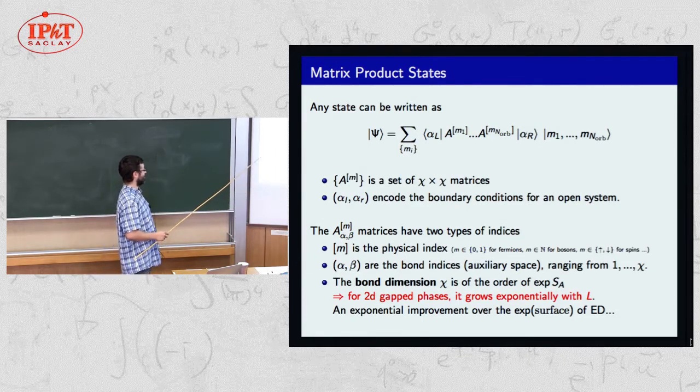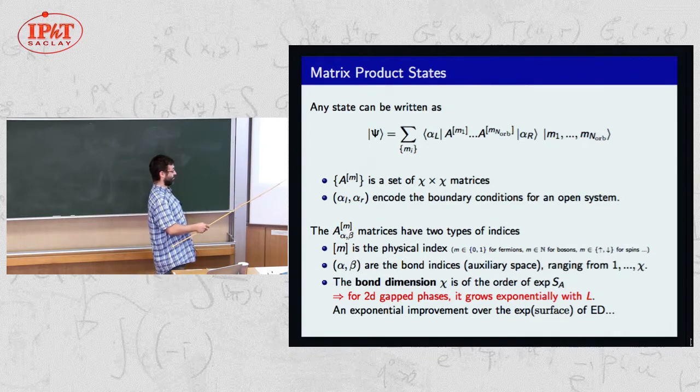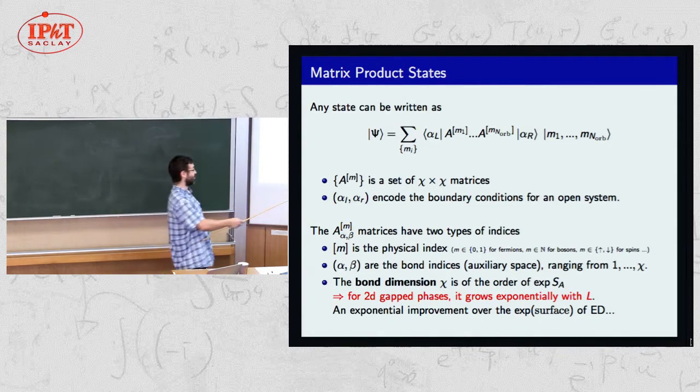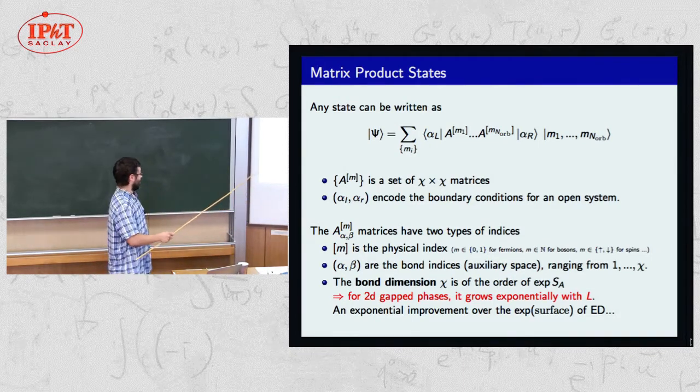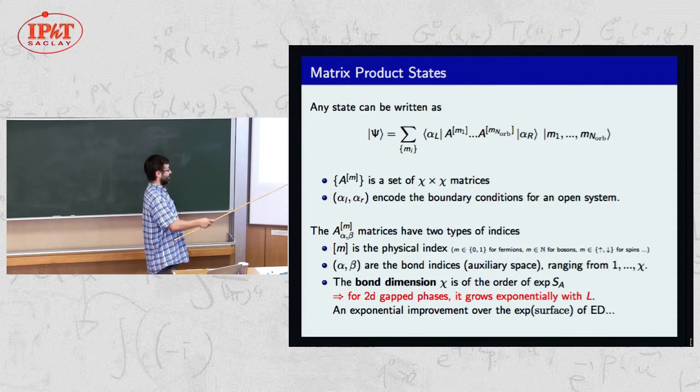So maybe let me say a bit more about these matrices. There are two kinds of indices. There's this M, which is called the physical index. I just gave an example for fermions, it's 0, 1. That's the occupation of some orbital. For bosons, it's any non-negative integer. If you're working with a spin chain with spin 1/2, it's up or down, etc. And alpha and beta are indices in this auxiliary space whose dimension is chi.